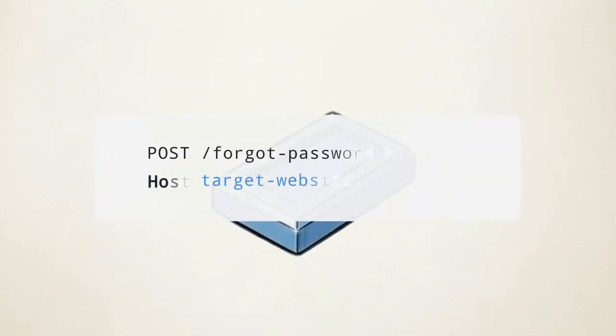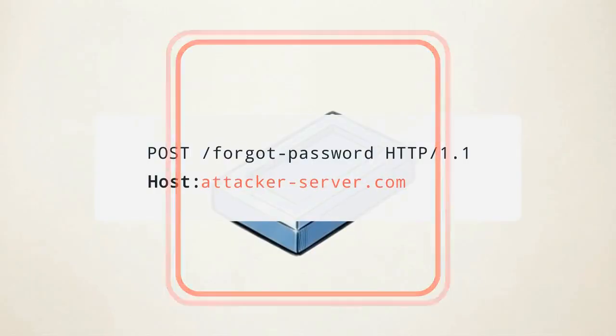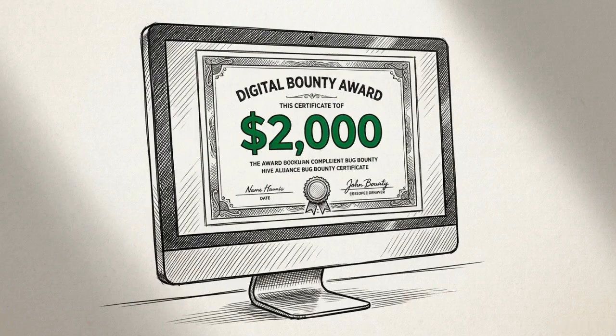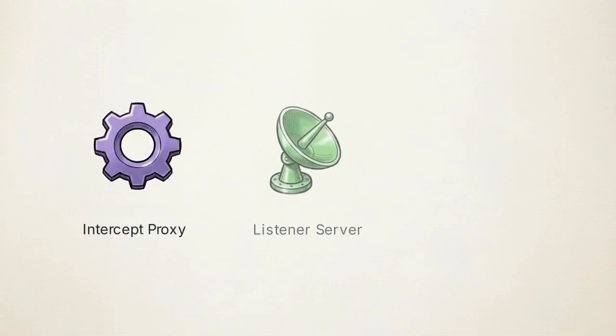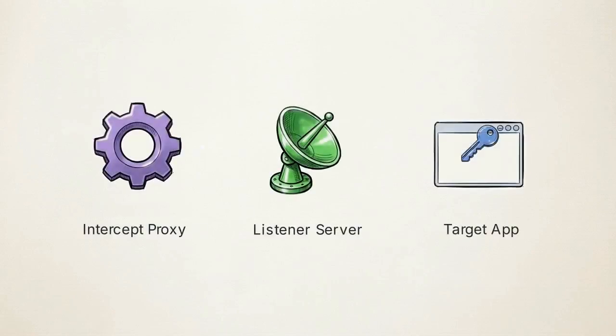Host header injection is a vulnerability where an attacker manipulates the HTTP header that specifies which website domain the user is trying to access. Successfully identifying this flaw often leads to significant bug bounties. To replicate this in a lab, we need an intercept proxy, a custom listener server to monitor incoming traffic, and a target web application with a forgot password feature.